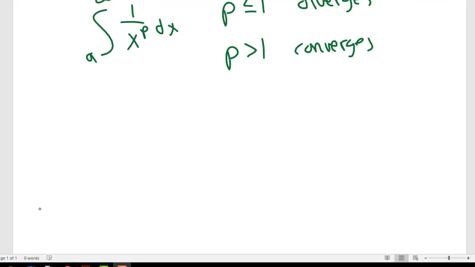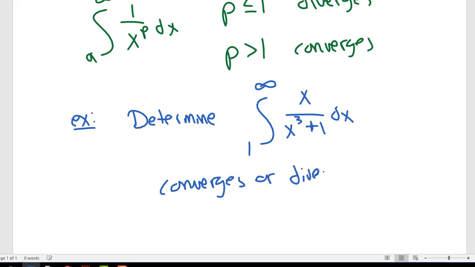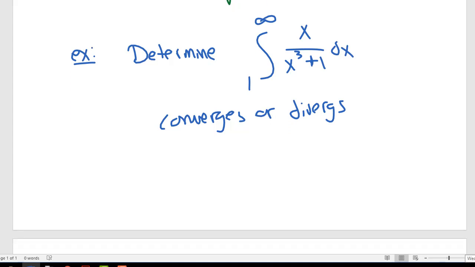Okay, so what that allows us to do is something like this. Let's say we have an example and we're being asked to determine if an integral converges or diverges. So let's say we're being asked to determine x over x cubed plus 1. Determine if x over x cubed plus 1 from 1 to infinity converges or diverges. All right, if we look at evaluating this integral, that's a nasty technique of integration. In fact, I don't even know if I could find that antiderivative analytically. That would be pretty ugly.